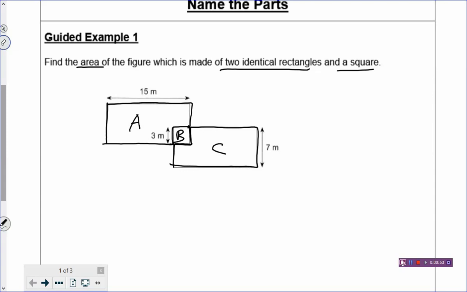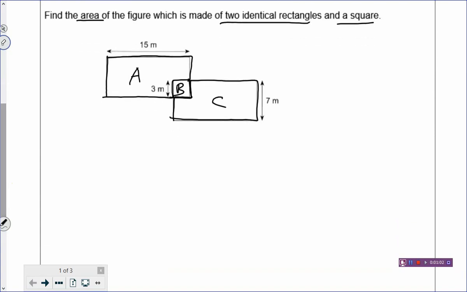Alright, now why do we do it this way? Because it will help you to work out the answer easily, and you don't have to think so hard on how to work out the answer. Now, for example, if you have two identical rectangles, then the length of a rectangle is 15 and the breadth is 7 meters. So, what is the area of this rectangle?